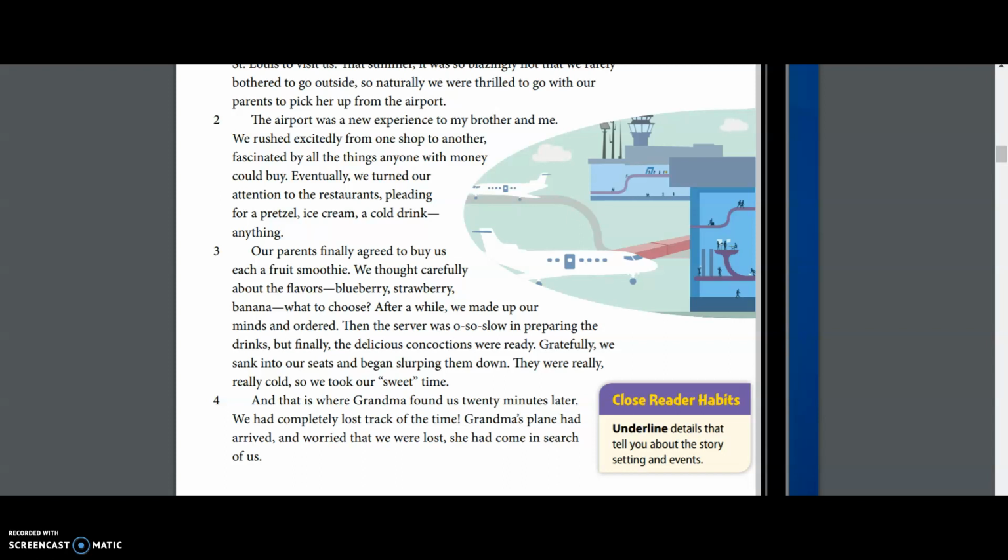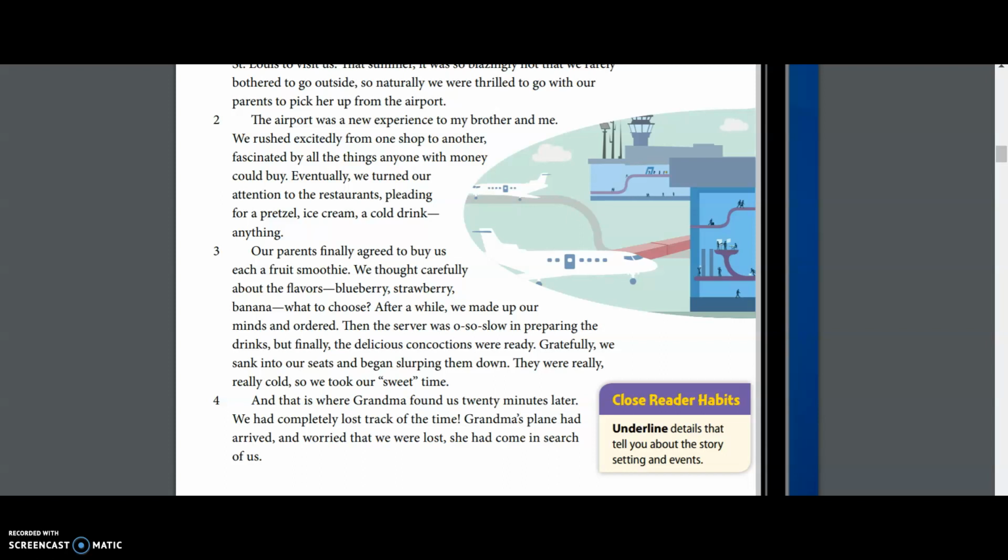Question 2. What does the family buy at the airport? If you don't know, please take some time to go back and look at the text. I even have it right there, sort of in the center of our screen is where you should be looking. If you said fruit smoothies, you are absolutely correct. They went and bought fruit smoothies. The beginning of paragraph 3 says, our parents finally agreed to buy us each a fruit smoothie.